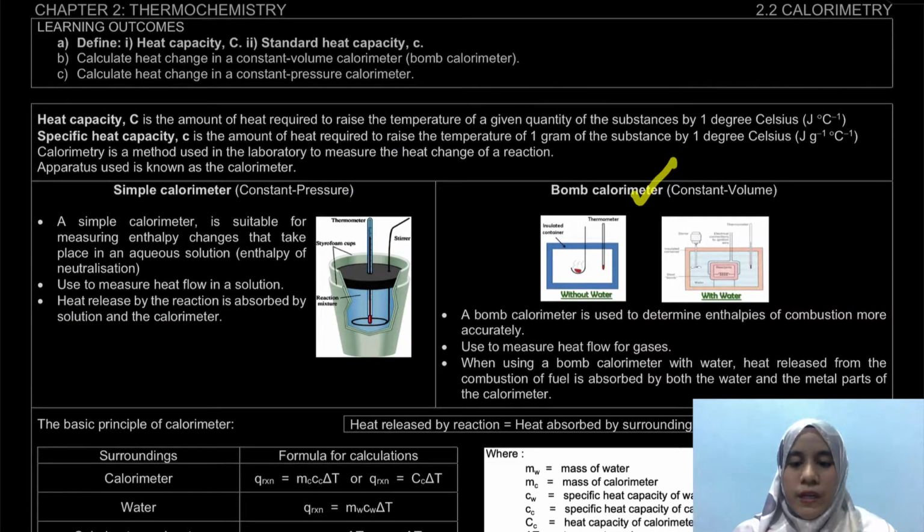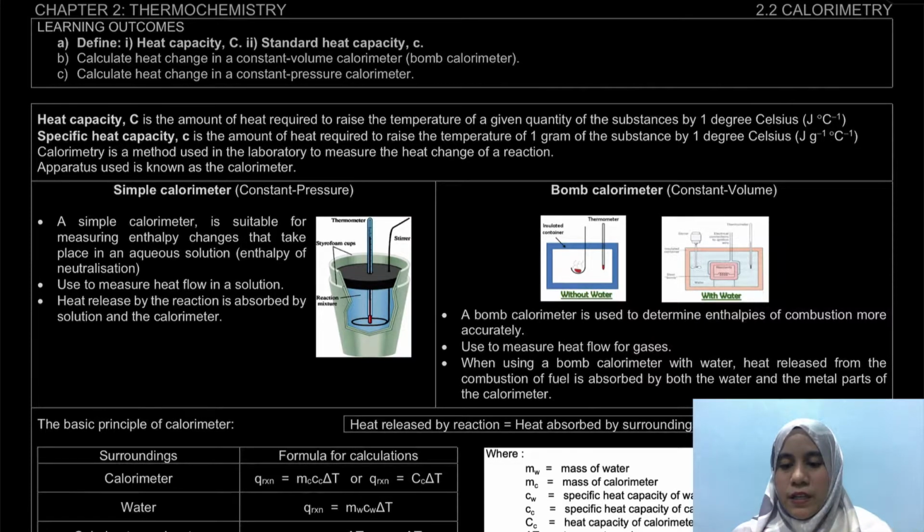For the bomb calorimeter, it is used to determine enthalpies of combustion, and it is used to measure heat flow for gases. So the simple calorimeter is only for solutions, and the bomb calorimeter is only for gases. For the bomb calorimeter, we have one without water and one with water. When using a bomb calorimeter with water, when we're doing combustion, heat is released by the system. When heat is released by the system, the surrounding must absorb the heat.